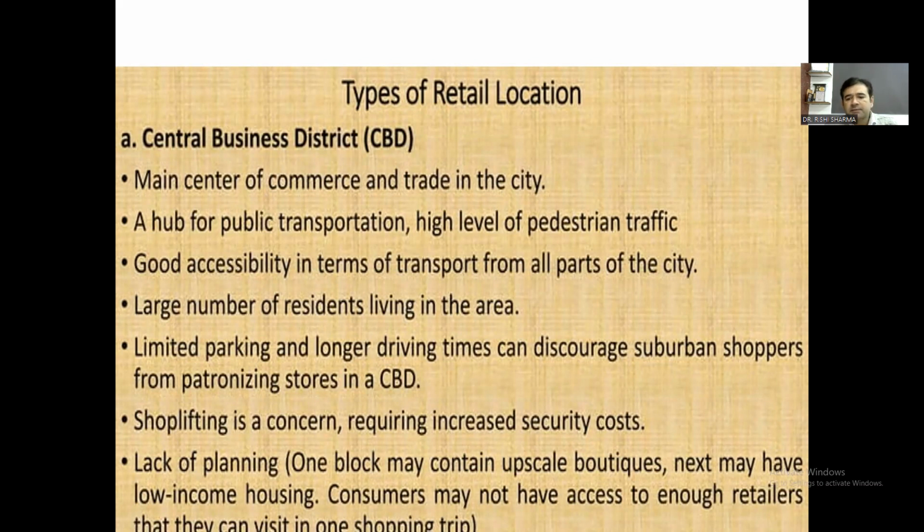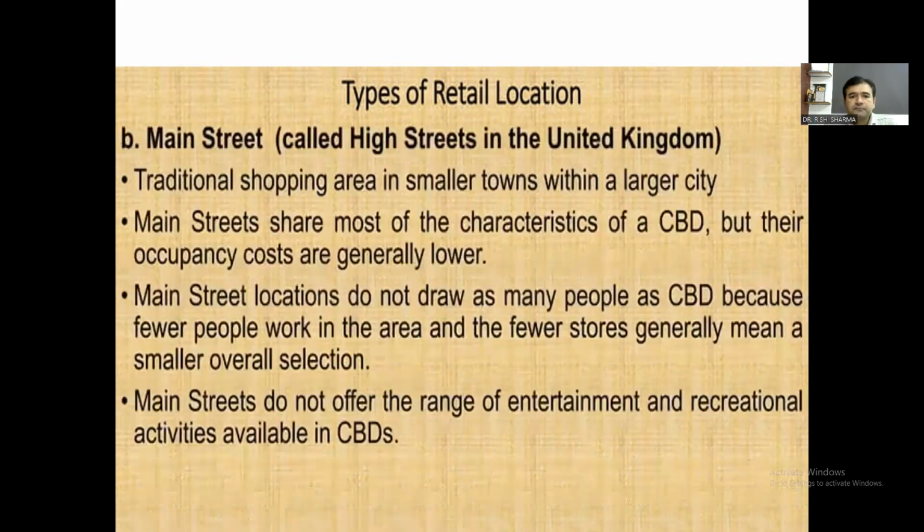One block may contain upscale boutiques, next may have low income housing. Customers may not have access to enough retailers that they can visit in one shopping trip. Then we have main streets or high streets, like for example, I've quoted that of the United Kingdom, traditional shopping area in smaller towns within a larger city.